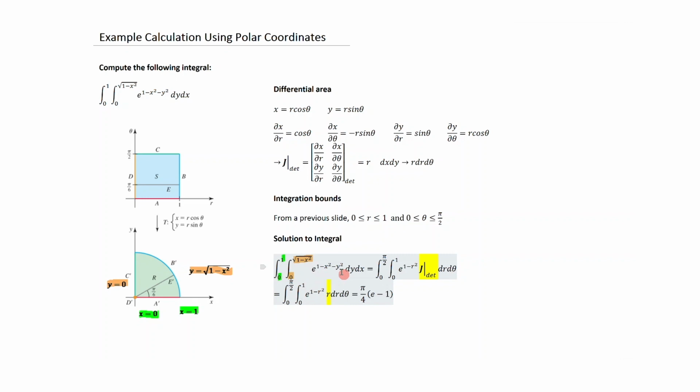x squared plus y squared just becomes r squared, so this becomes 1 minus r squared. And the determinant of the Jacobian matrix is r. And so we now just have an integral in terms of pure r, and this just becomes an integration that you can perform. So integrate first with respect to r, and having done that, you integrate with respect to theta, and you end up with the result that's shown here.